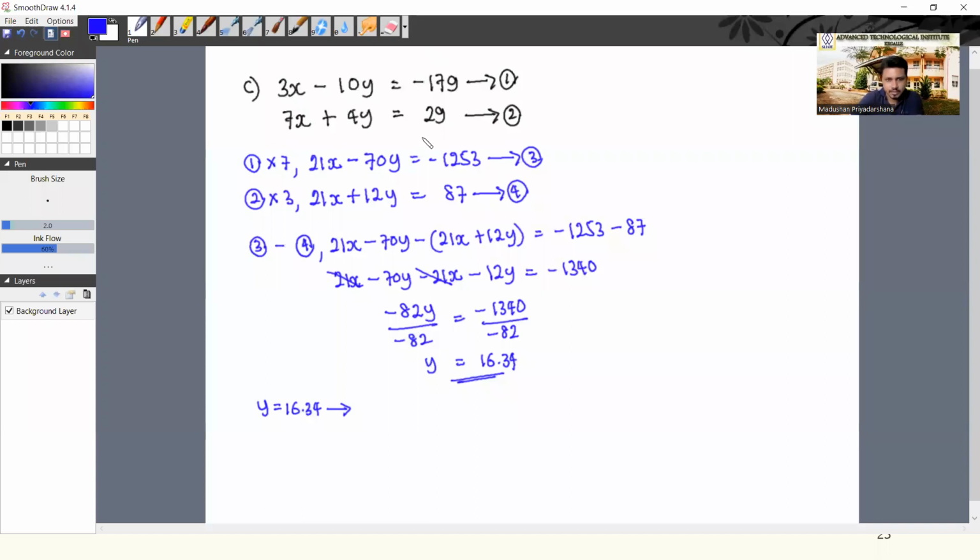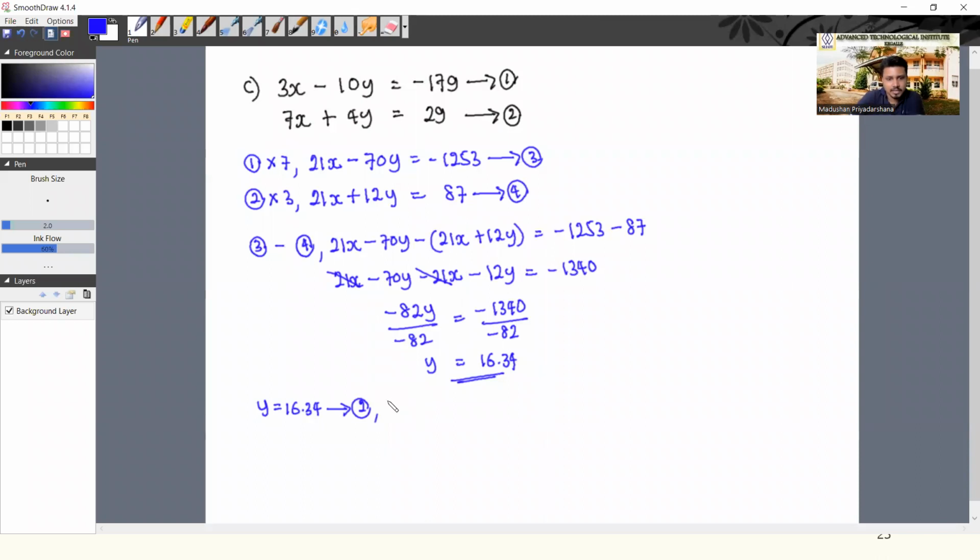So I will substitute it into equation 2 here, since it will be easier for us to deal with these plus values rather than these negative values. That is why I decided to substitute it into equation 2.